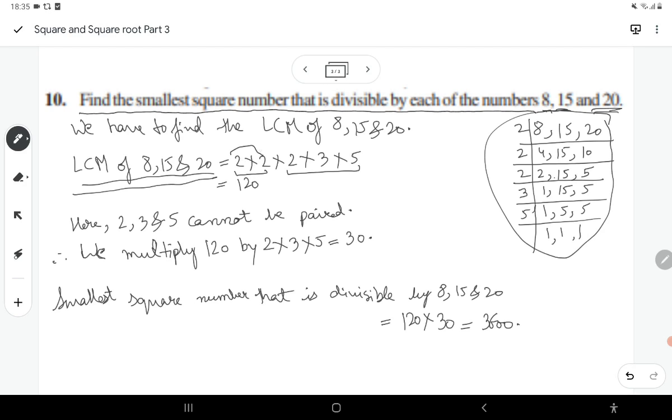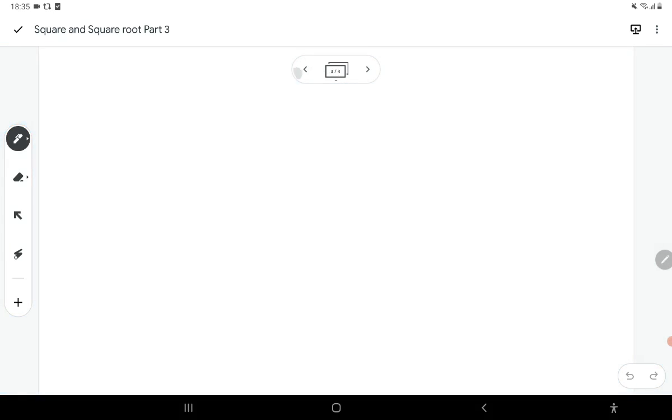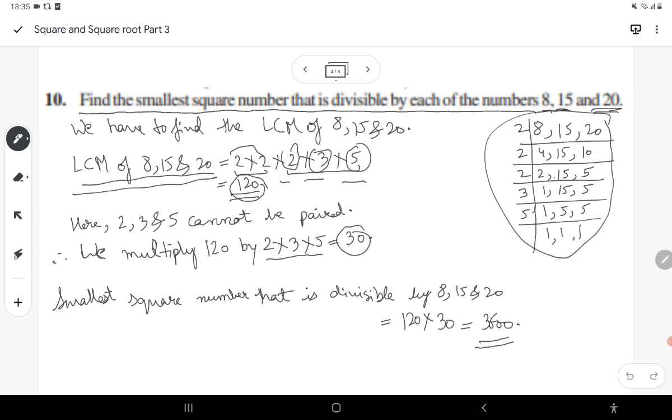It comes out to be 2 into 2, and 2, 3 and 5 do not have pairs. So the LCM comes out to be 120, and 120 is required to be multiplied by 2, 3 and 5 so they also get a pair. So 120 multiplied by 2, 3 is 6, 5 is 30, comes out to be 3600. So the smallest square number that is divisible by 8, 15 and 20 each is equal to 3600.